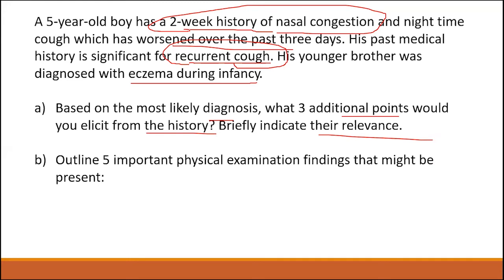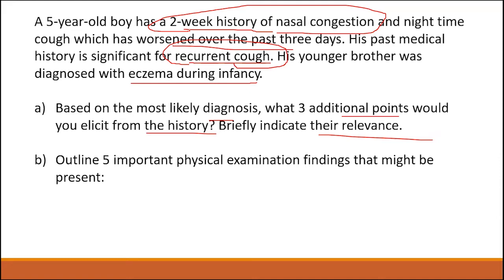All right. Now outline 5 important physical examination findings that might be present. Again, this goes back to the same thing that we discussed about asthma. We talk about a condition that will make this person become an acute condition, an acute exacerbation that becomes very severe. We talk about inability to complete sentences. We talk about the chest. We talk about the breathing. We talk about all of them.